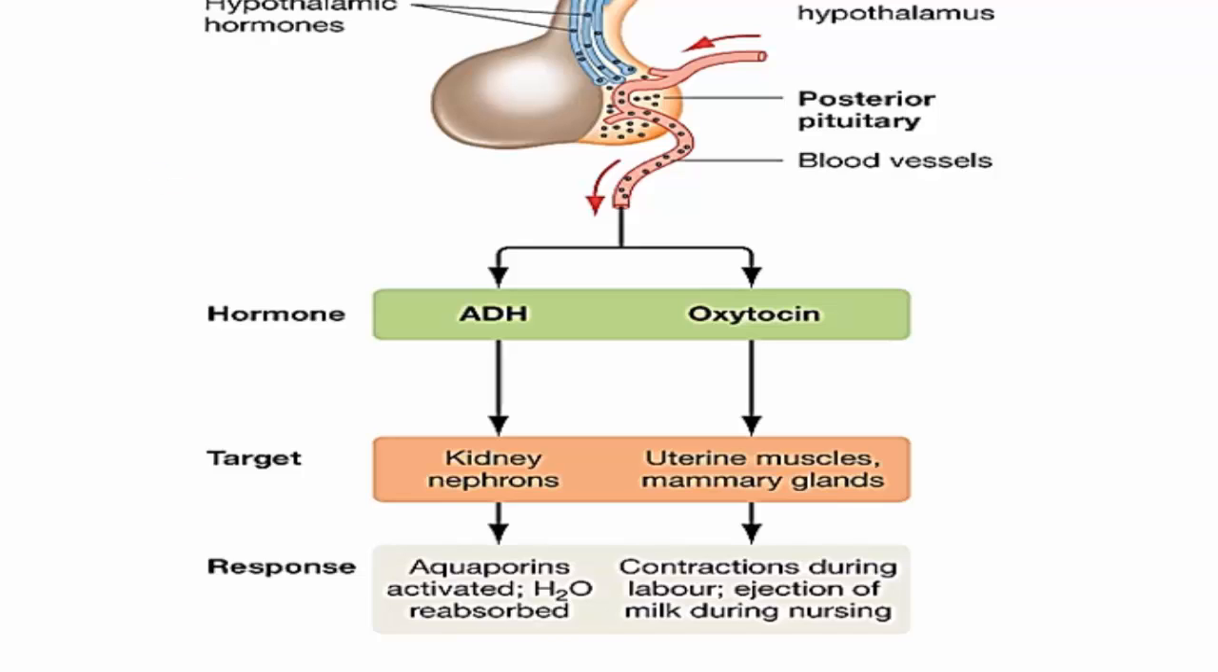The main function of oxytocin is contraction of the uterus during labor for the purpose of delivering the baby. It also acts after birth by acting on mammary glands to cause milk ejection for the purpose of feeding the baby.